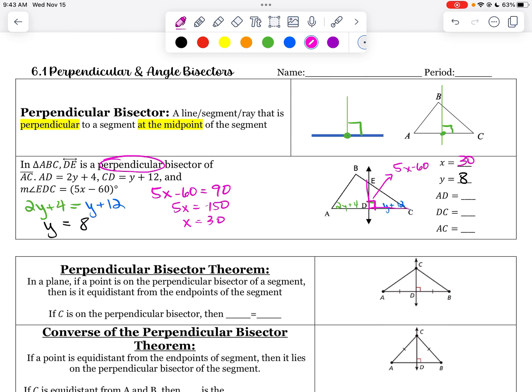Now I'm going to find all my sides. Let's see. AD was the one I did in green. So that's going to be 2 times 8 plus 4 is 20. DC is the one I did in blue. So that's 8 plus 12, which is also 20. Woohoo, we got it right. They had to be the same because it is a bisector. And then AC would be the whole thing, 40.